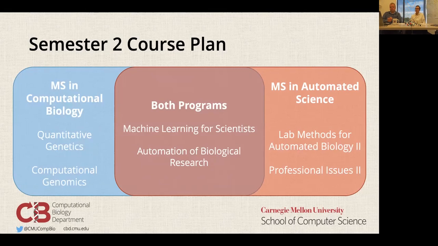That actually continues on with part 2, and for the automated science degree, as well as part 2 of that laboratory course. In both programs, in their second semester, students will take a machine learning course as well as a course on automation of biological research typically. MS in computational biology students will take an additional foundational course in quantitative genetics, as well as often take a course in computational genomics.